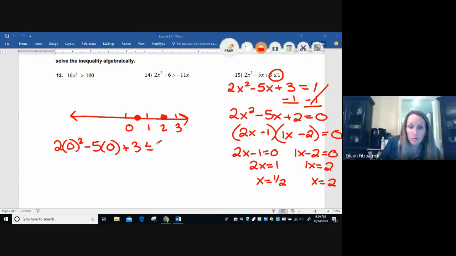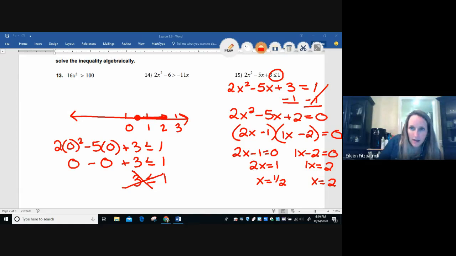So with 0, this is going to be 0, this is going to be 0, plus 3 is less than or equal to 1. So this says that 3 is less than or equal to 1. Is that true? No, that's not true. So since 0 did not work, I don't want to shade to the left, right? That indicates I want to shade in between.